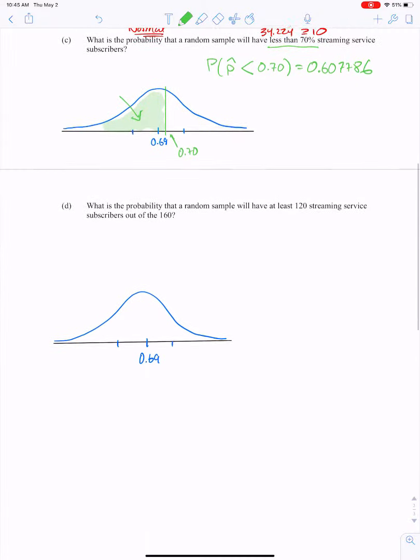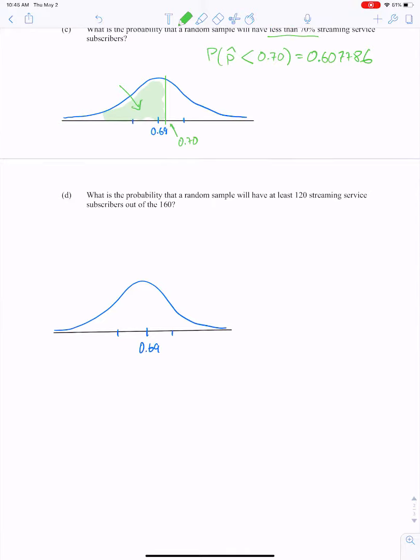For part D, we want to find the probability that a random sample will have at least 120 streaming service subscribers out of the 160. So the first step is I have to say, well, what is that p-hat? 120 out of 160 is equal to 0.75, or at least 75%. We want at least 120, which means we want at least 75%. That's the first step.